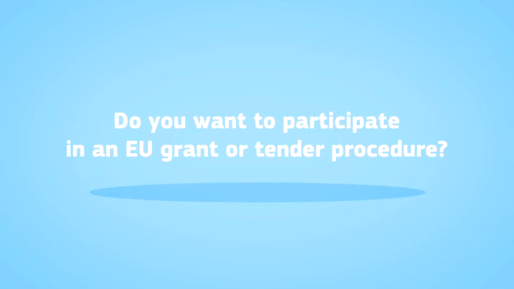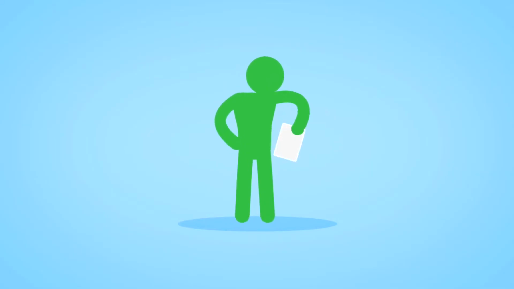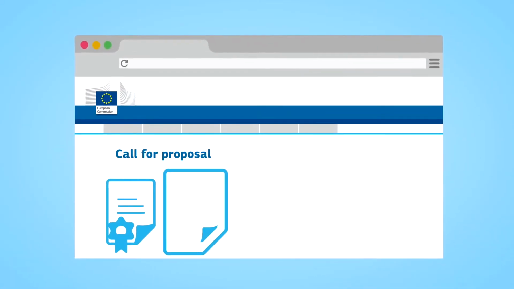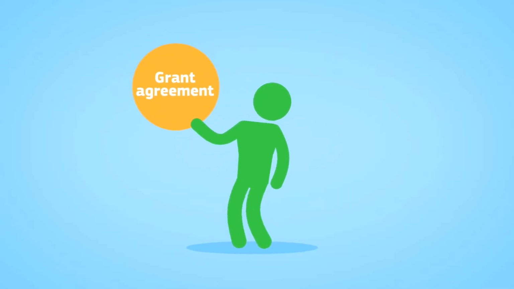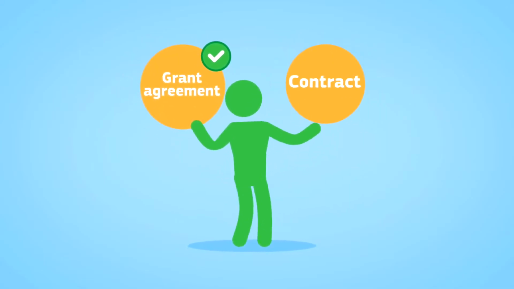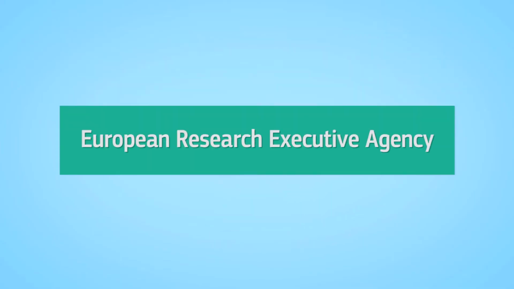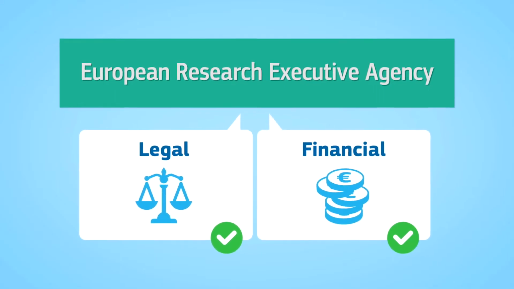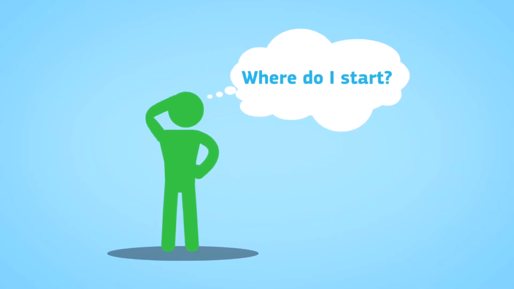Do you want to participate in an EU grant or tender procedure? There is a register where you can encode your organisation's data online before applying to a call for proposal or a call for tender. At a later stage, your organisation will need to be validated before signing a grant agreement or a contract. The Research Executive Agency is now responsible for the legal validation and the financial capacity assessment of your organisation. Here's how the process works.